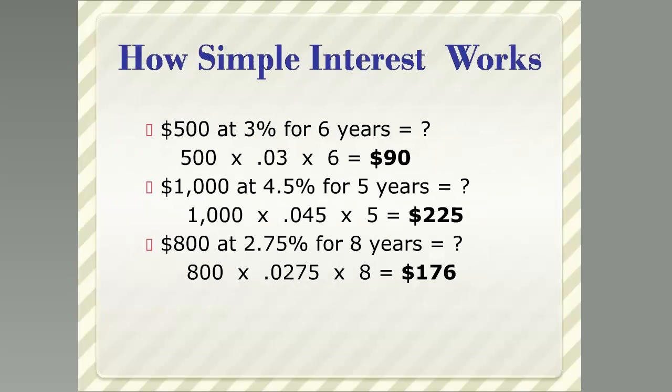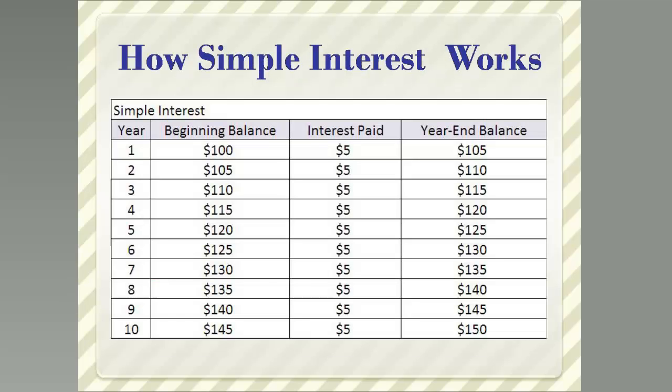A quicker way of calculating your interest for several years is as follows: principal amount times your annual rate times your total number of years. Take a look at these examples. Here's a schedule showing how your savings grew over a 10-year period. Leave your money in the bank, you earned $50 over 10 years. By not spending this $100, you allowed your money to make money for you.